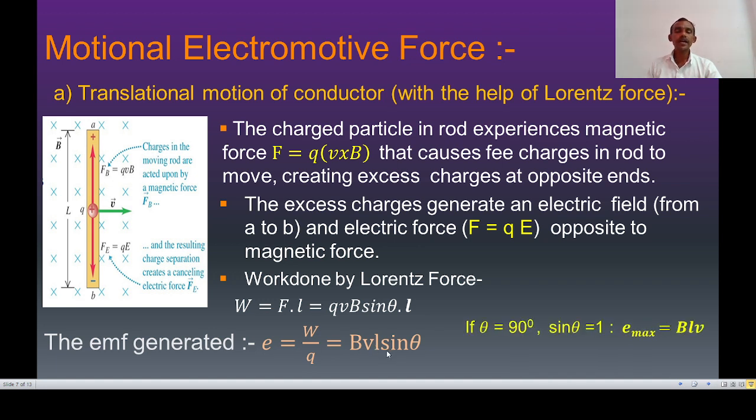Now, if theta is the angle between V bar and B bar, and if theta is 90 degrees, sine 90 becomes equal to 1. Then the EMF generated, the electromotive force generated, will be maximum. Therefore, we can write E max is equal to B L V.